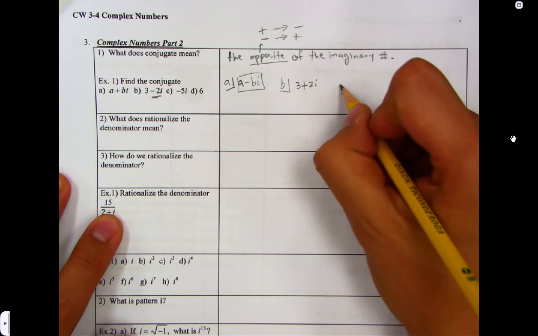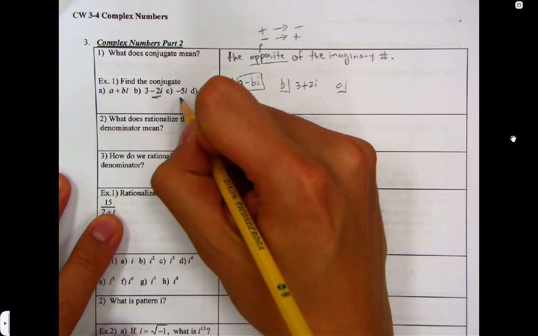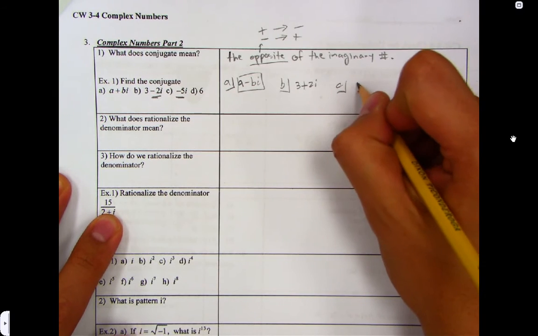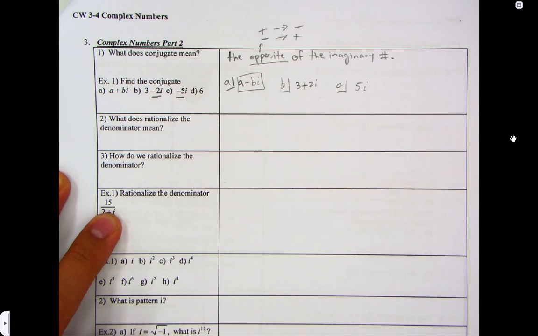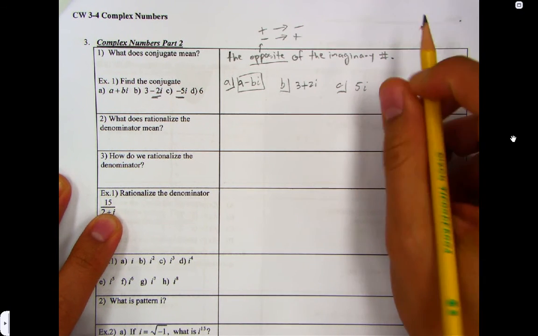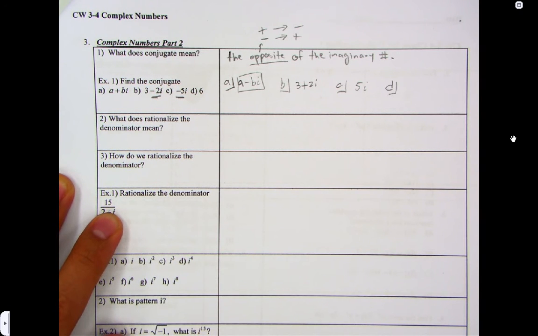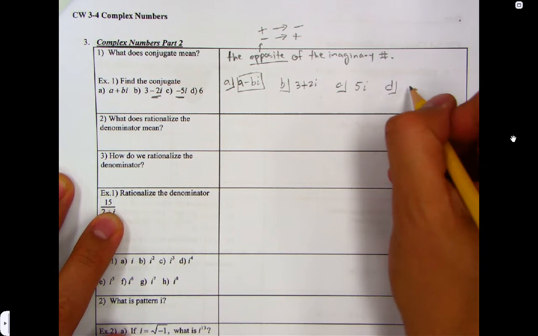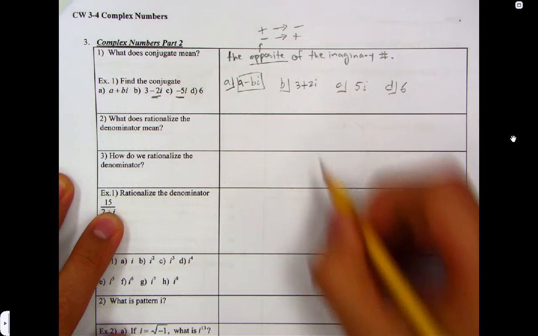C, the negative 5i changes to a positive 5i. So in these examples, I'm not changing the real number. Remember, example 1d, find the conjugate of 6. There's no imaginary number, so the conjugate of 6 is just 6.